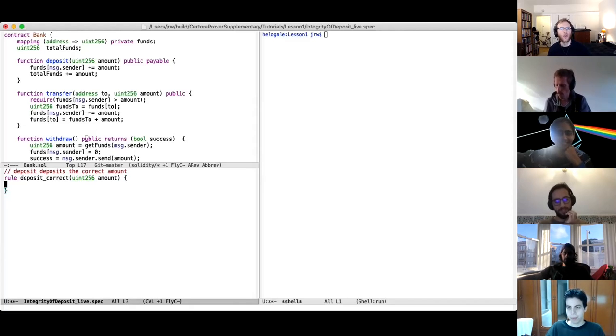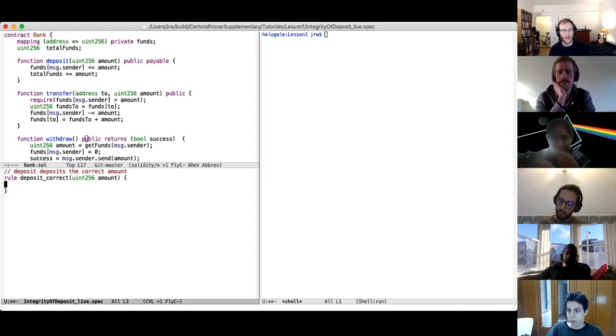Okay, other questions? Yes. You said in this rule, for example, you pass in a uint256. One way of going about it is iterating for every possible uint256. But that's not what the Certora software is doing. So what is it doing?